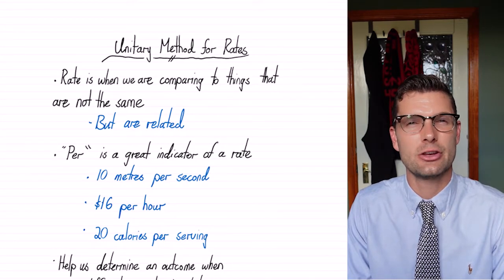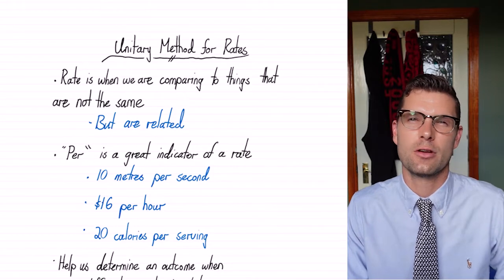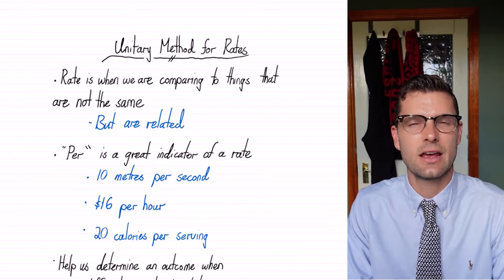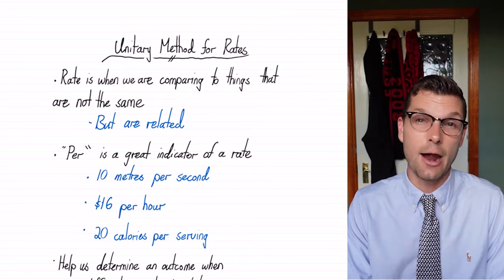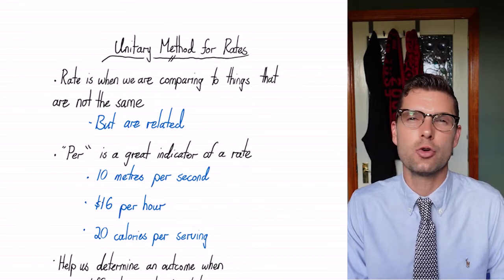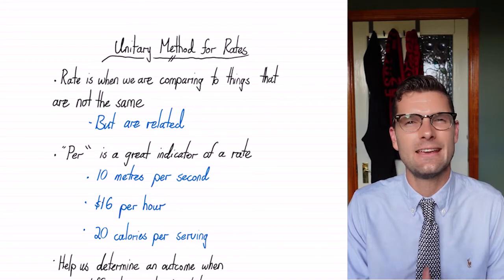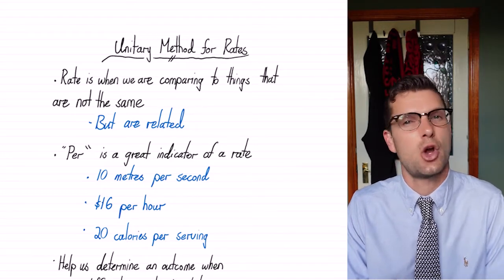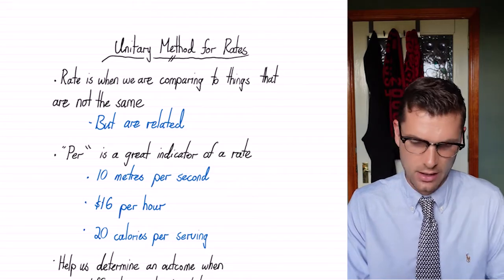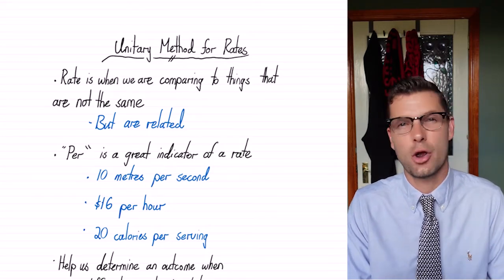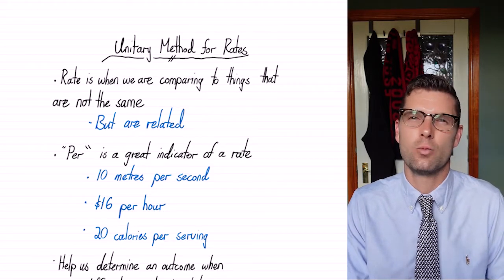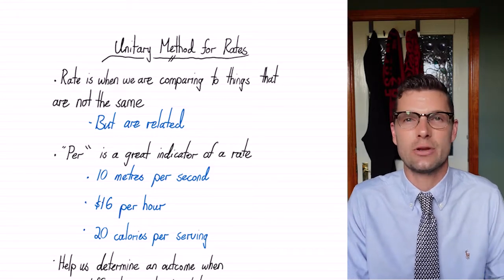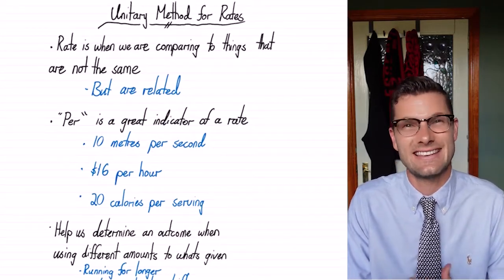Today we're going to talk about how we can use the unitary method to solve problems relating to rates. So a rate is where we've got a comparison of two things that are not necessarily the same, but they are related. A really good way to know if we're dealing with a rate is if we hear the word per. We would have heard this when we're talking about speed, like 10 meters per second or 100 kilometers per hour. If we're talking about money, how much you get paid per a specific amount of time, and even when we're talking about food. Another example would be like I score 28 points per game in basketball. So any of these is a rate.